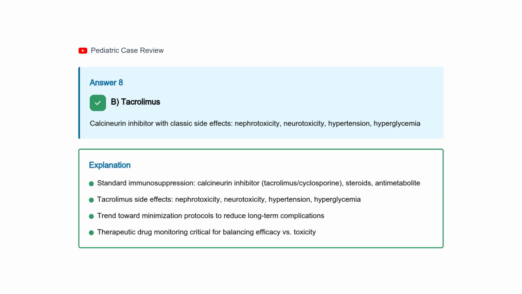Standard immunosuppression regimens include a calcineurin inhibitor, tacrolimus or cyclosporine, steroids, and an antimetabolite. There is a trend toward minimization protocols to reduce long-term complications. Therapeutic drug monitoring is critical for balancing efficacy versus toxicity.